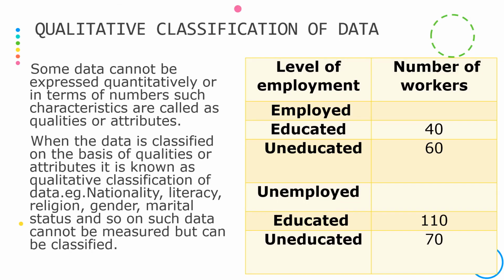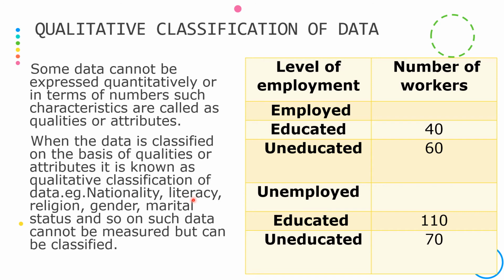Now moving on to the qualitative classification of data. Some data cannot be expressed quantitatively, or in terms of numbers. And such data that cannot be expressed in terms of numbers are called qualities or attributes. For example, honesty, intelligence, beauty, and so on. Now, when data is classified on the basis of qualities or attributes, then it is known as qualitative classification of data. For example, nationality. Someone could be an Indian, an American, a British, and so on.